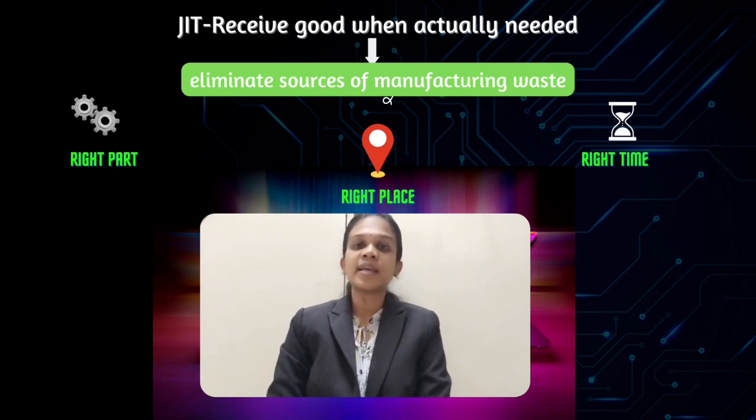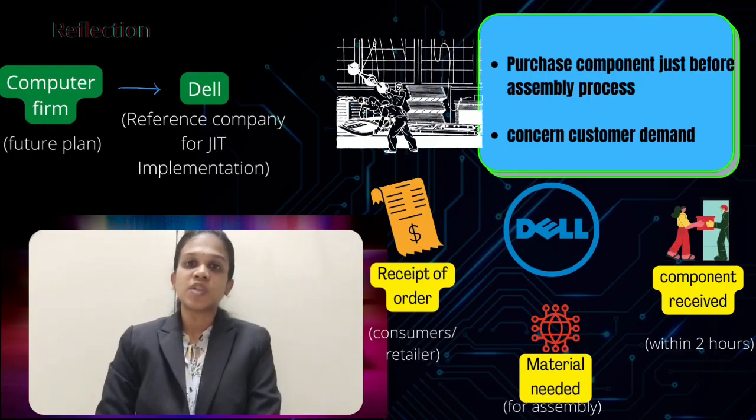Based on my understanding, just-in-time is a management philosophy that strives to eliminate sources of manufacturing waste by producing the right part in the right place at the right time. As we conduct JIT implementation by Dell, I feel that if I open a computer manufacturing firm, I'll apply the JIT method, where all materials and production components are purchased and supplied just before the start of an assembly process.